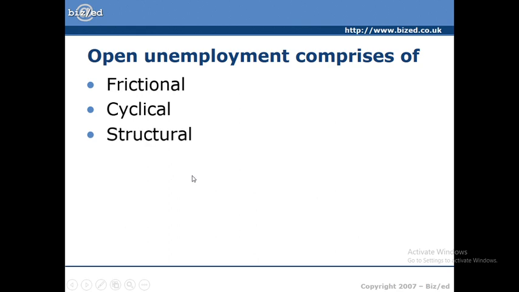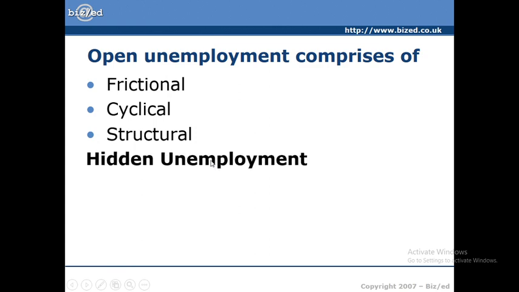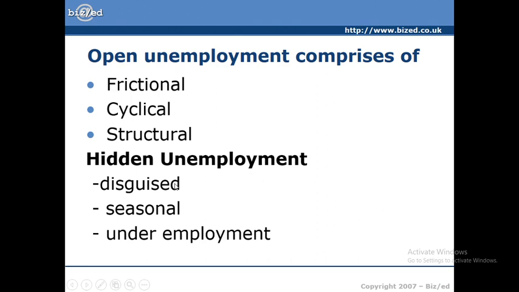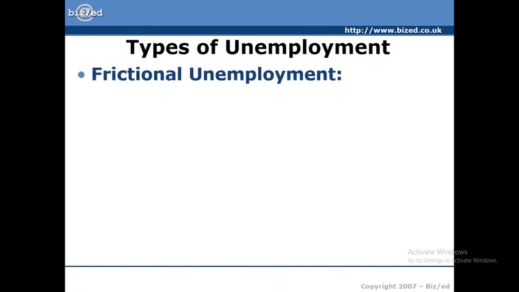The second is open and hidden unemployment. Open unemployment comprises frictional, cyclical and structural unemployment. And hidden unemployment consists of disguised unemployment, seasonal unemployment and underemployment. All that we have discussed in detail, but again I am going to discuss at least one.